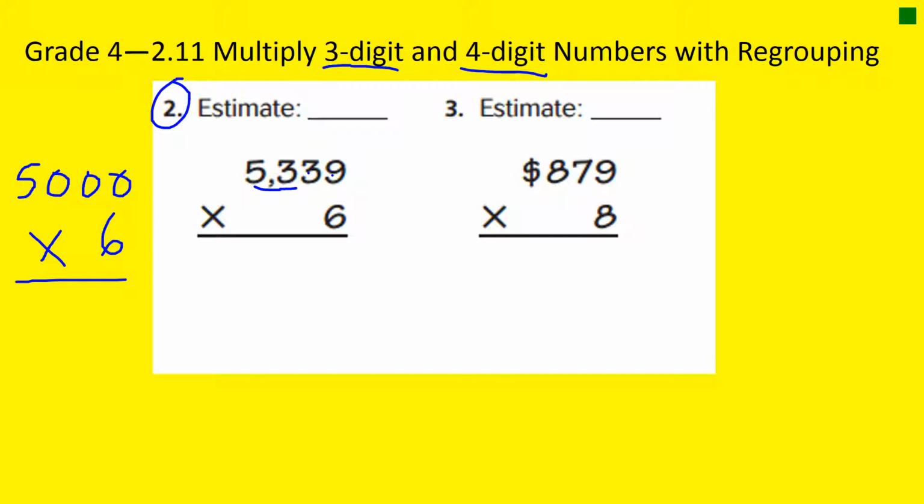Okay? Let's look at our basic fact. 6 times 5 is 30. And then 1, 2, 3. Count over 3 for that one period and put a comma. So the estimate is 30,000.